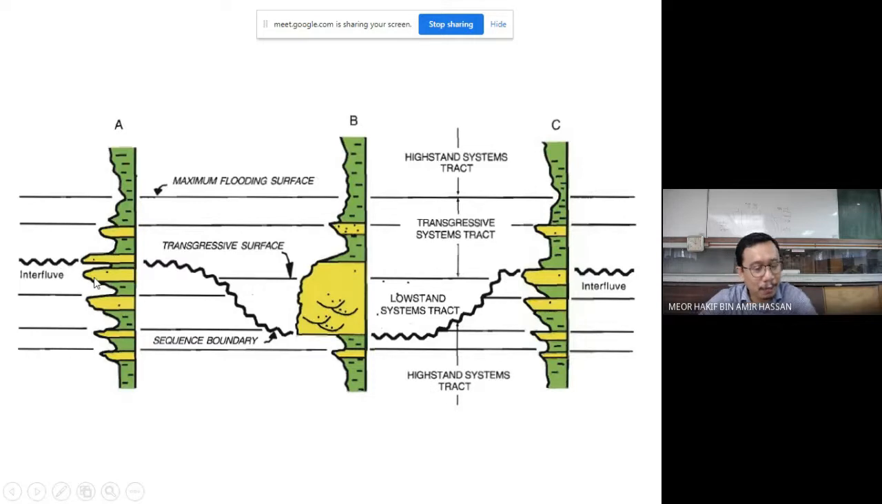So it's going to be hard to identify the sequence boundary, but there are certain clues. Maybe you have rootlets here and development of a soil, right? So telling you that it was subaerially exposed. And you can also use biostratigraphy. There is an age gap. So you can use these kinds of things to identify a sequence boundary on the interfluves, right?